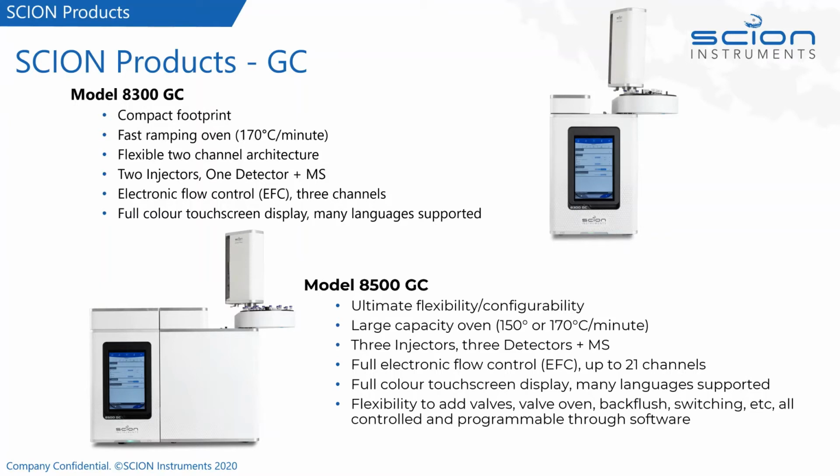So they both have excellent, fastest ramping ovens on the market. We can do up to 170 degrees per minute. They are both fully flexible. So the smaller one is excellent if you've got a small laboratory but need maximum output. So it can have 2 injectors and 1 detector plus a mass spec. Whereas if you need more sample capability, you could have the 8500, which can have 3 injectors, 3 detectors plus a mass spec connected to it.